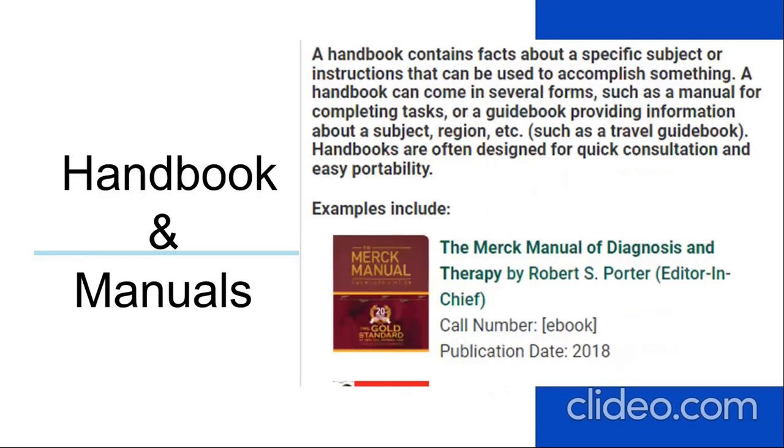Now, up next, we have here handbooks or manuals. A handbook contains facts about a specific subject or instructions that can be used to accomplish something. A handbook can come in several forms, for example, as a manual for completing a task, or a guidebook providing information about a subject or a region, such as a travelogue, a travel guidebook. Handbooks are often designed for quick consultation and easy portability. So it's very easy to carry a handbook.